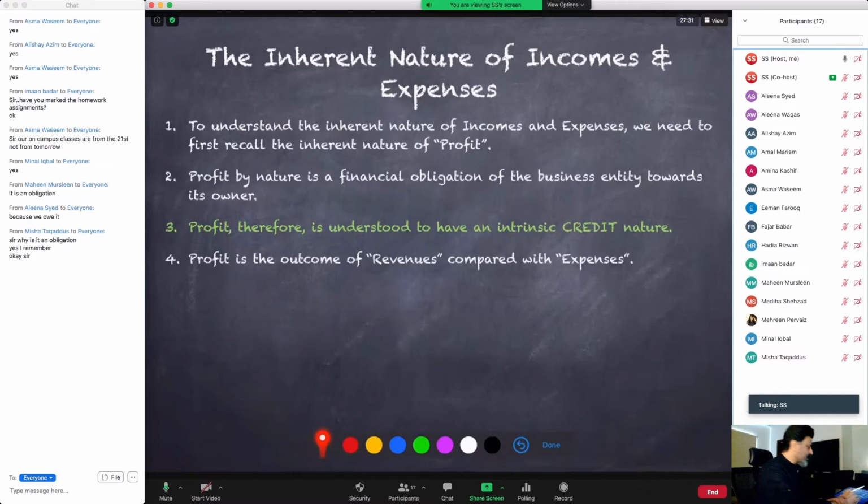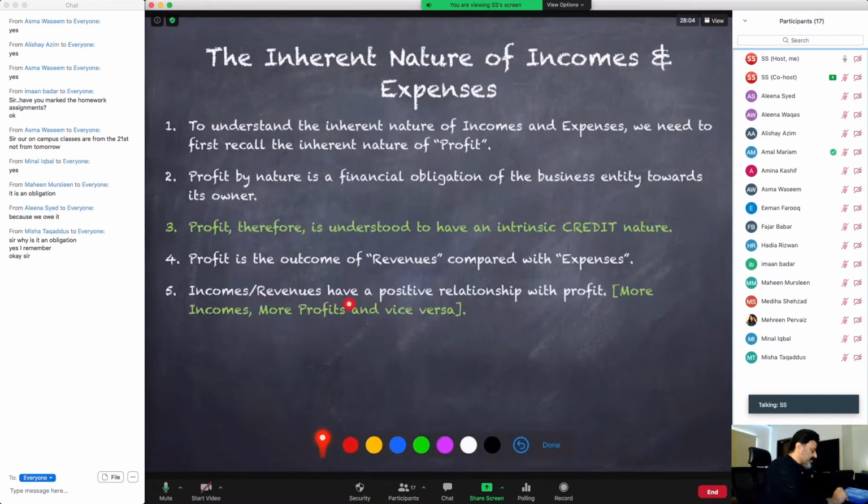So we understand up to the fourth point on the slide. Give me your feedback quickly. Fajr, okay. Amna Kashif and Amal Mariam. Amal, bete, nahi samajh aayi? Okay, good.